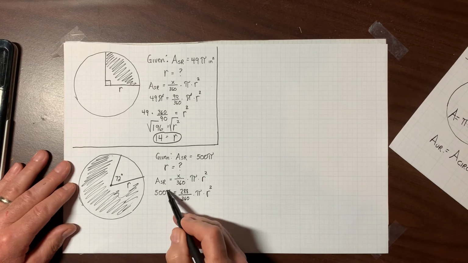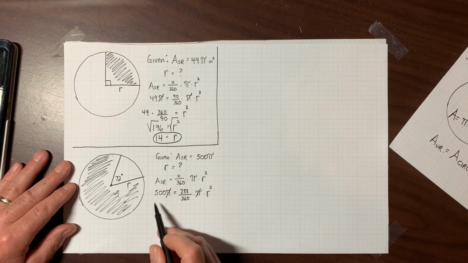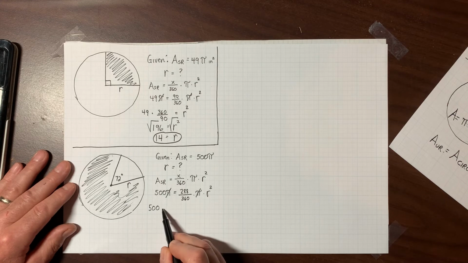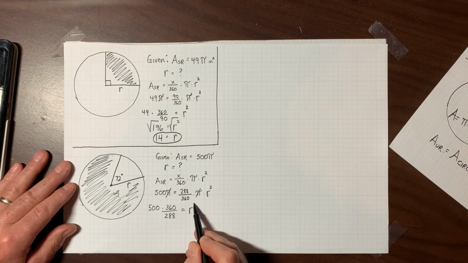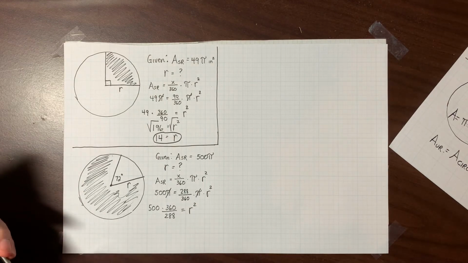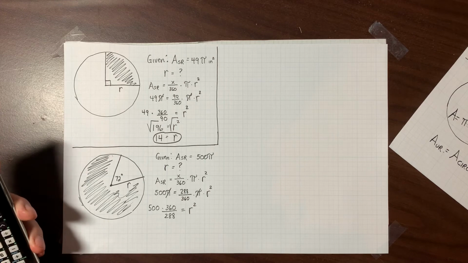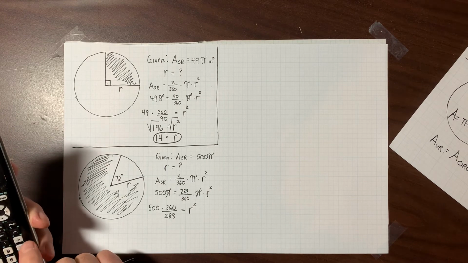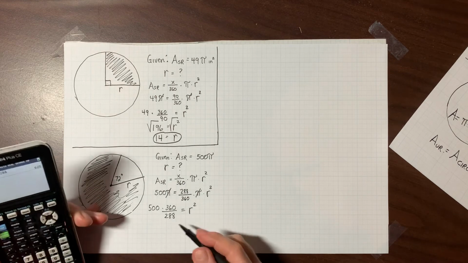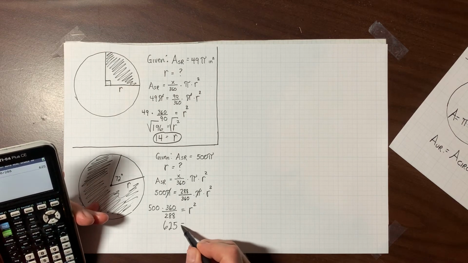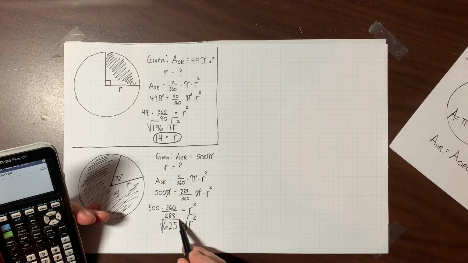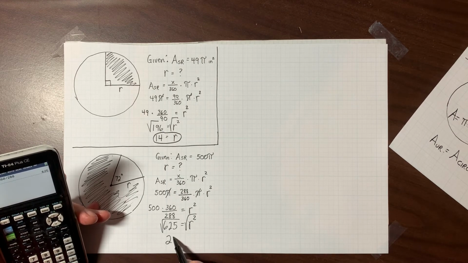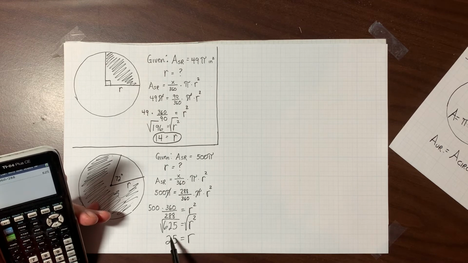R is what we're looking for. The pi's cancel. I'm going to write down that 500. I'm going to multiply by the reciprocal, so I'd be multiplying by 360 over 288, and that would isolate r squared. I'm going to go to my calculator, and I have 500 times 360 divided by 288, and I'm coming up with 625 is equal to r squared. Take the square root of both sides, and you'll have your value for r. The square root of 625 is 25. And we're done.